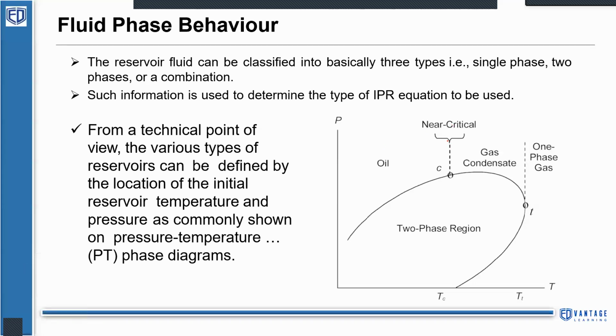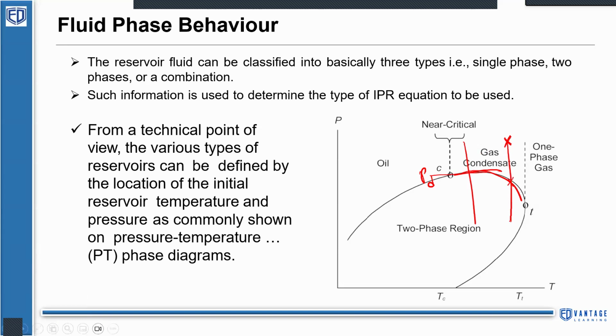If I talk about condensate reservoirs, it will be somewhere here if it is near critical gas condensate, or if it is retrograde condensate, it will be somewhere here, the drop line. This curve is the dew point curve, and this is the dew point pressure. The maximum pressure is the dew point pressure. If the reservoir pressure is more than this, it is a single phase gas. But if it is less than this, the condensate starts coming in.